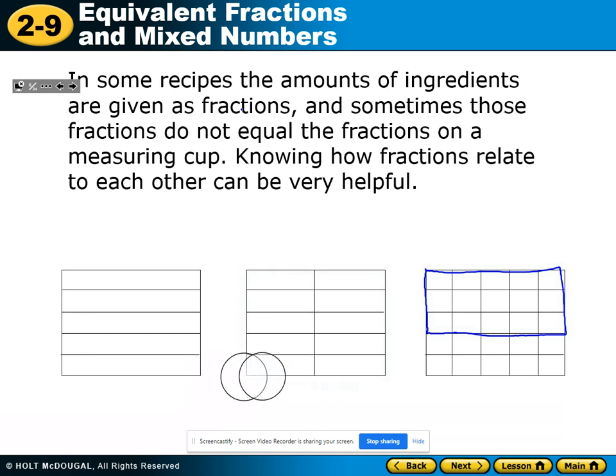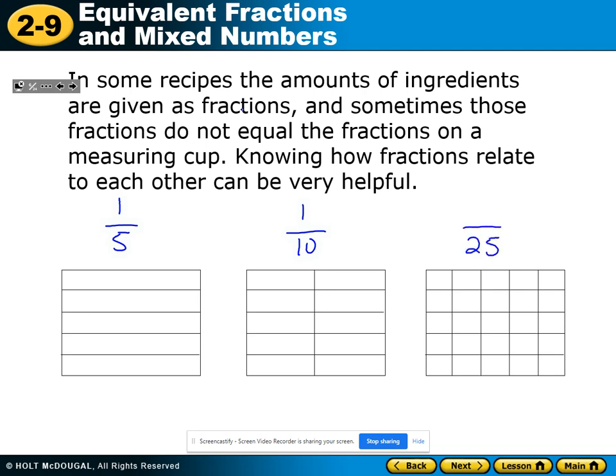Yet we've broken them down into different size pieces. We've broken this far one to the left into 5 pieces. Oh, that's fifths. We've broken this one down into 10 pieces. Oh, that's tenths. And we've broken this one on the far right into 25 pieces. That's 25ths. All right? Yet, they can be the same. If we have 1/5 and 2/10, didn't I just cover up the same amount of area?